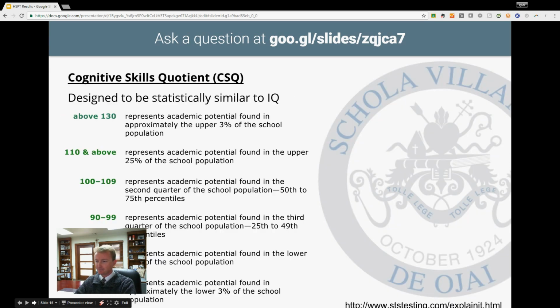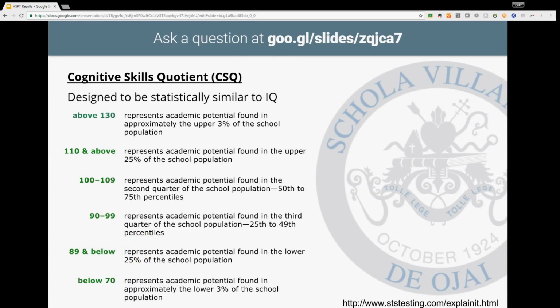Moving right along. What is the CSQ, the Cognitive Skills Quotient? The cognitive skills quotient can really be referenced similar to an IQ. That was certainly STS, who are the makers and owners of HSPT. They really wanted the CSQ to be as closely aligned to IQ as possible. So students, if you score above 100, then that recognizes that you land in the 50th percentile or above.